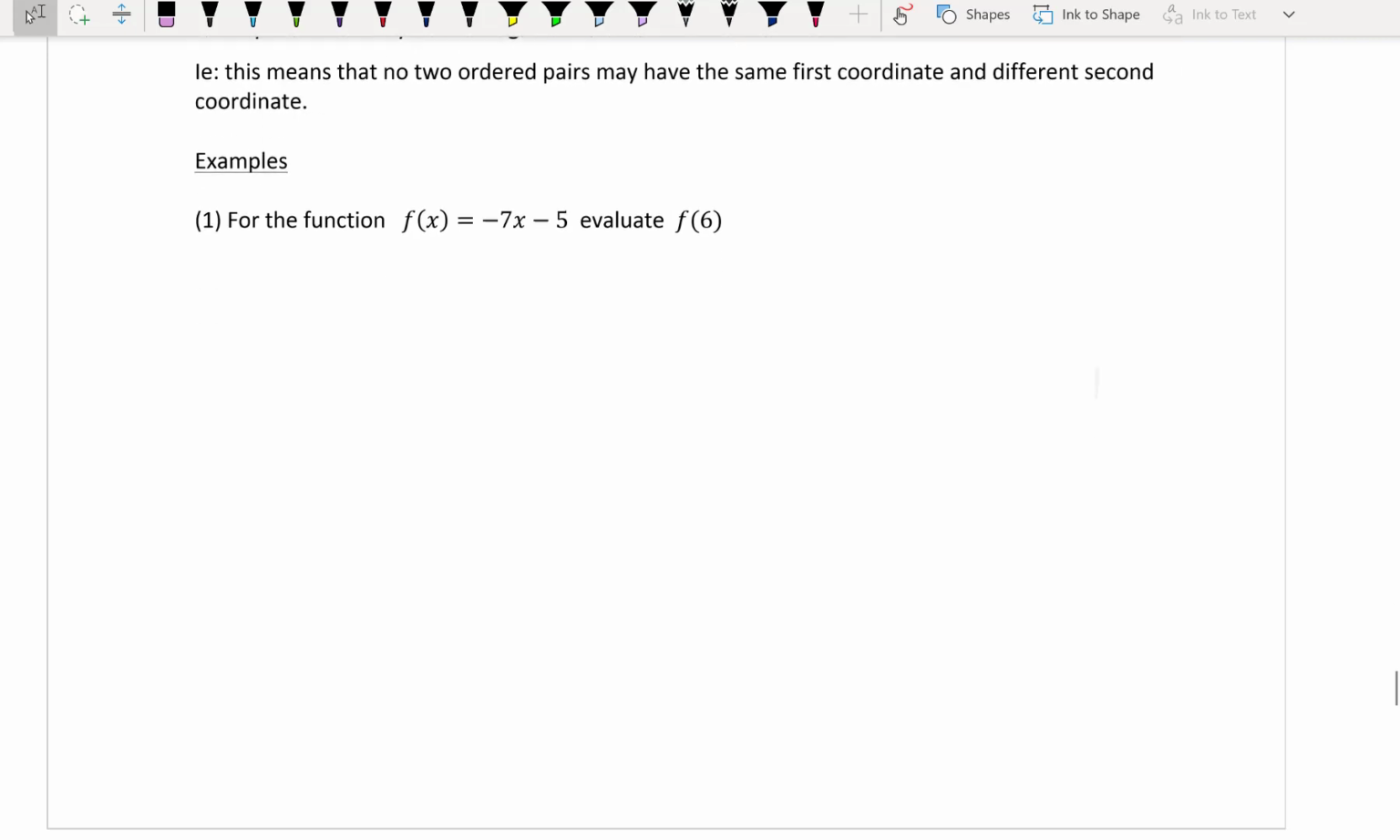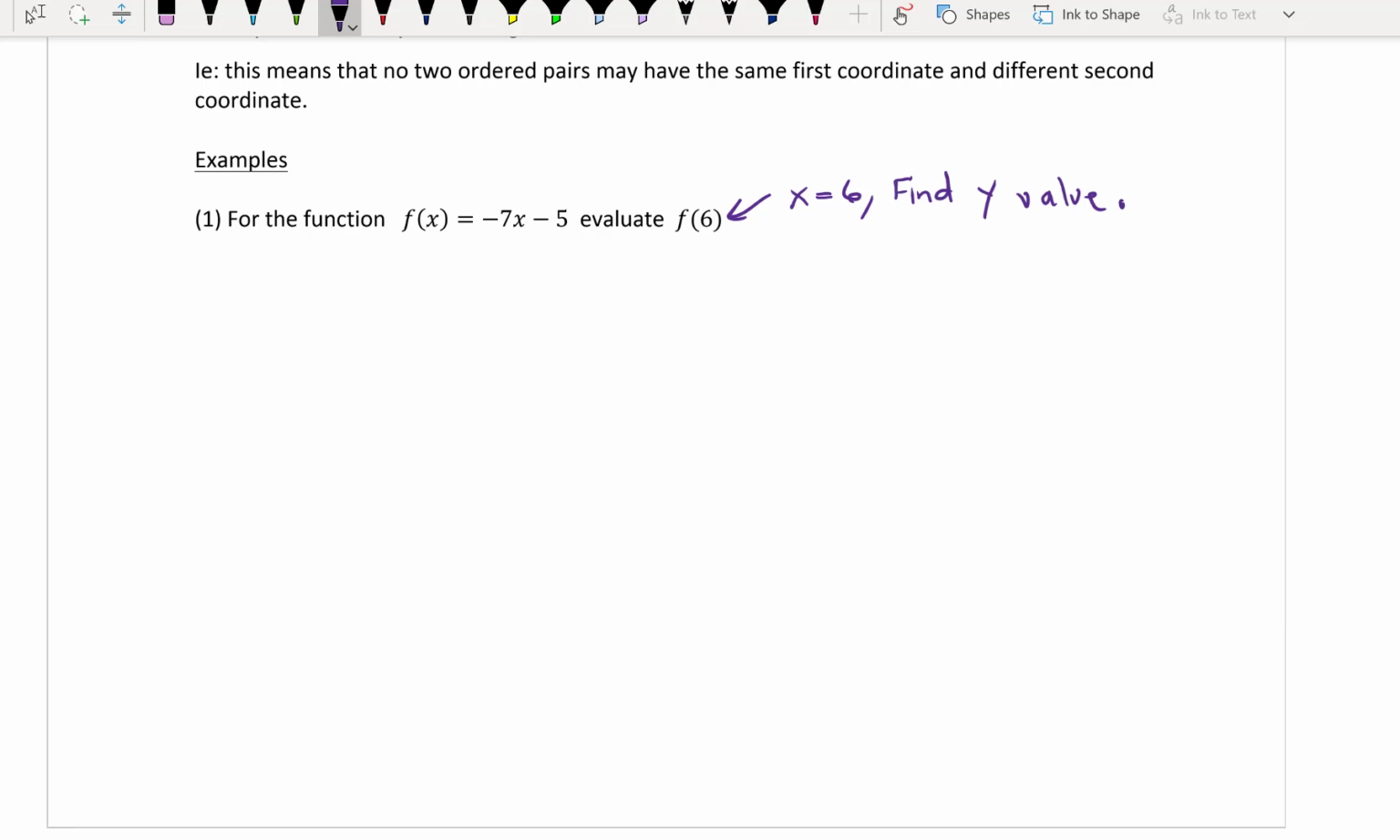For number 1, it says for the function f of x, evaluate f of 6. So you might be thinking, okay, what exactly is f of 6 really saying? Well, this is saying from the function, we let x be equal to 6, and we want to find your y value.